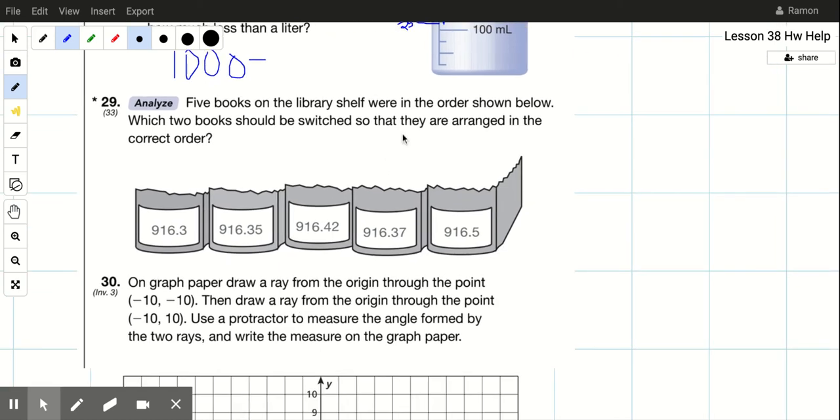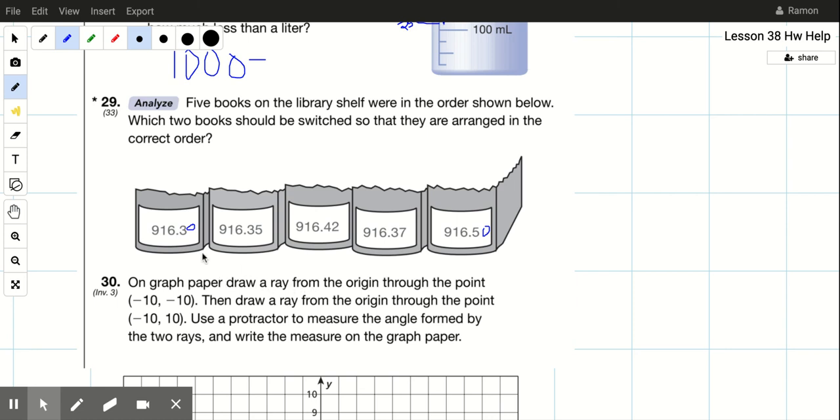29. 5 books on the library shelf were in the order shown below. Which 2 books should be switched so that they are arranged in the correct order? We're looking at decimals now, and this is the Dewey Decimal System for arranging books in the library. First and foremost, if we're looking at decimals, they need to all have the same place value, the same number of digits after the decimal.